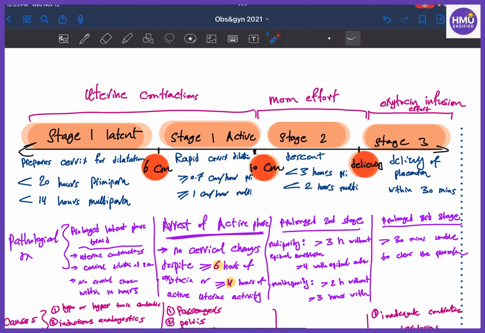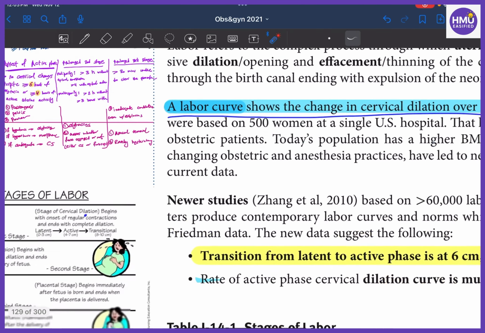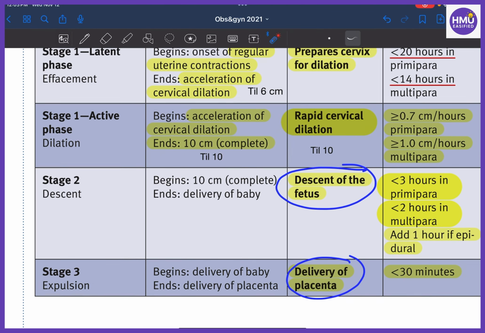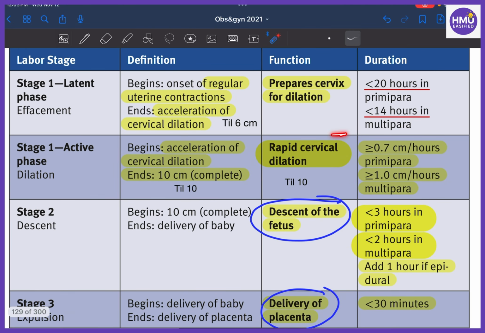Okay, so then we go to stage 1, the active phase. Okay, here there is rapid cervical dilatation. So from 6 centimeters to 10 centimeters rapidly. Okay, this is the max. Begins acceleration of cervical dilatation, ends at the 10 centimeters, okay, the complete dilatation.